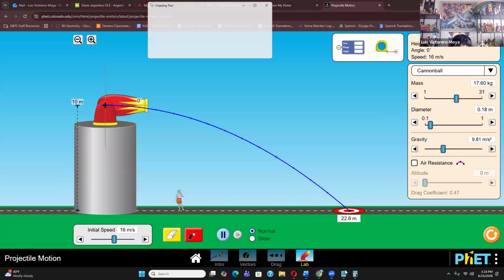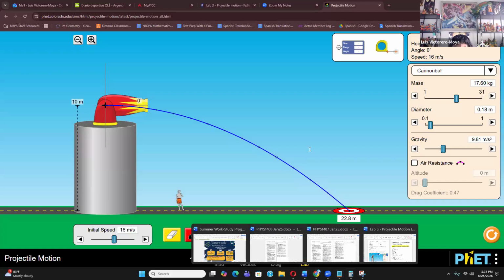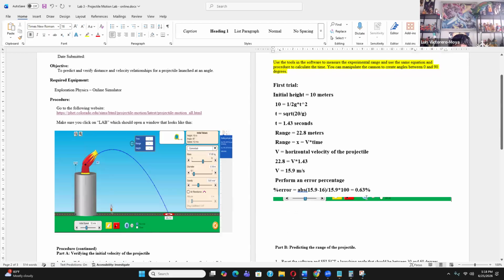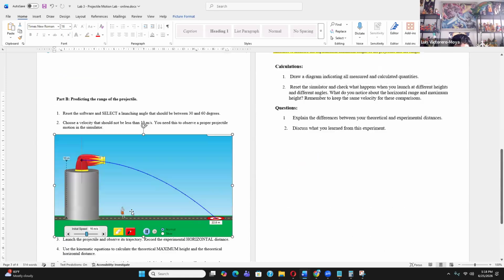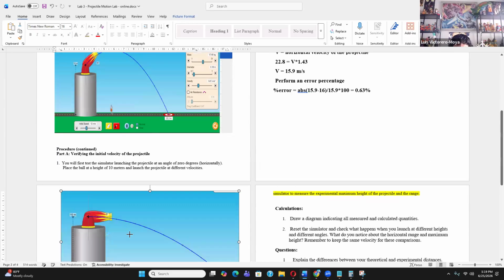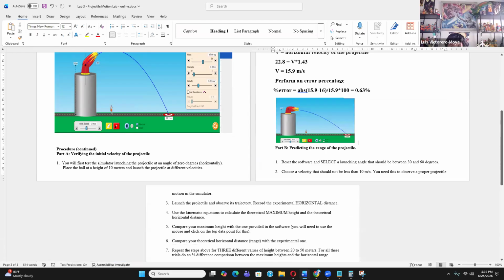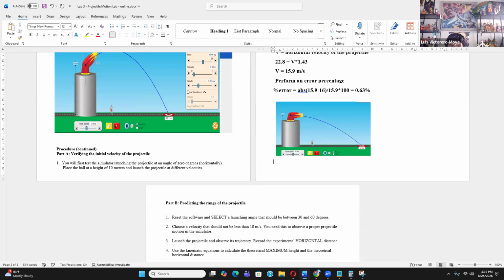Just one, by the way. You don't have to do all of them because you're supposed to do three trials. Yeah, three different values of height. So you can just put that in there. Or even smaller than that. There you are.